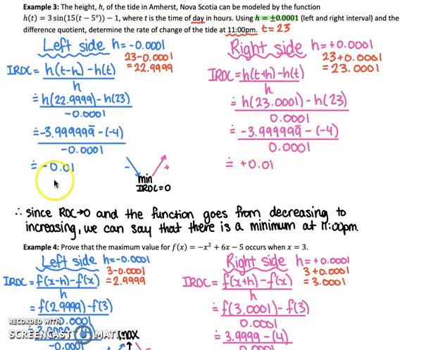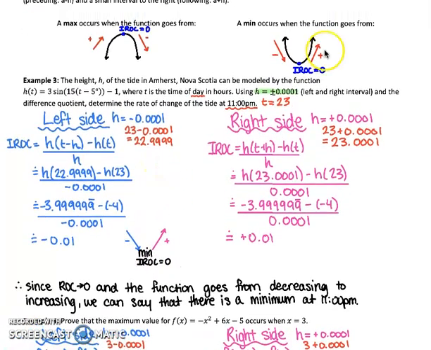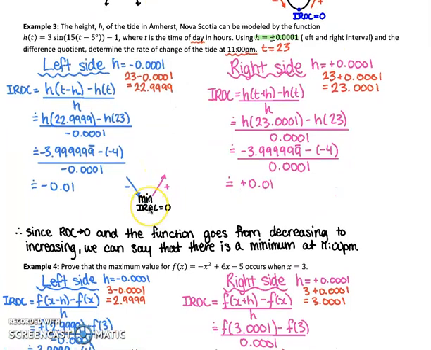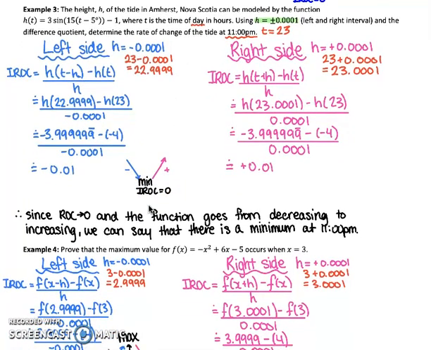So these numbers here should show us how it's coming from the left and the right side. Well, negative means that it's a negative slope, and then positive means that it's a positive slope. So it's going down and then it's going up. Down and up, we know, is a minimum. So a minimum is occurring in this case. So we can say, since rate of change approaches 0 and the function goes from decreasing to increasing, we can say that there's a minimum at 11 p.m.